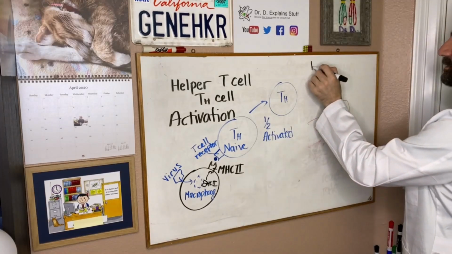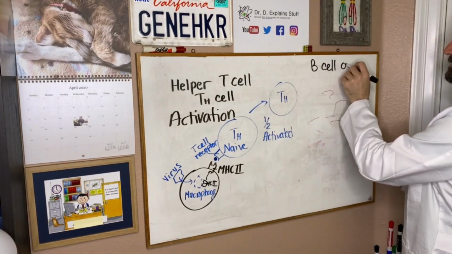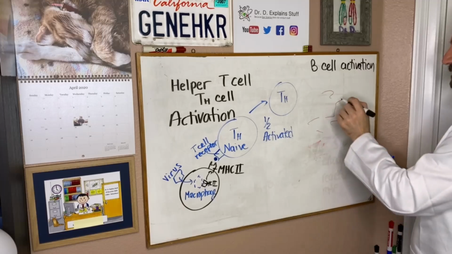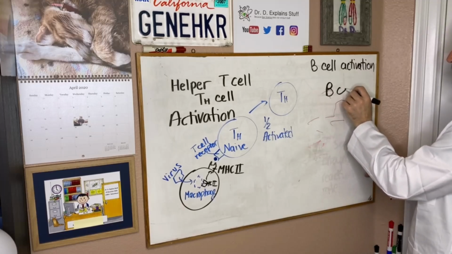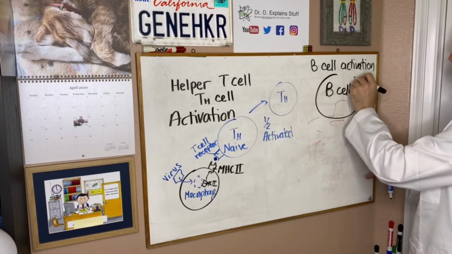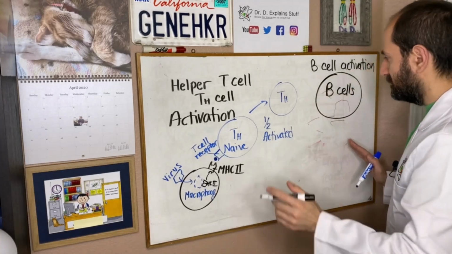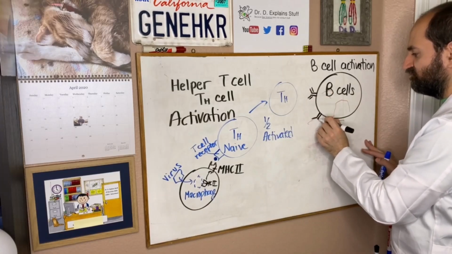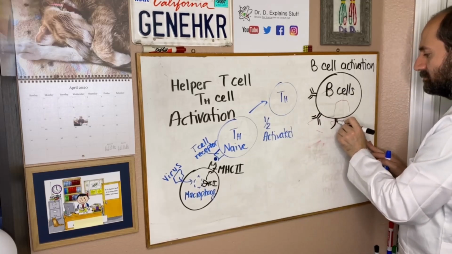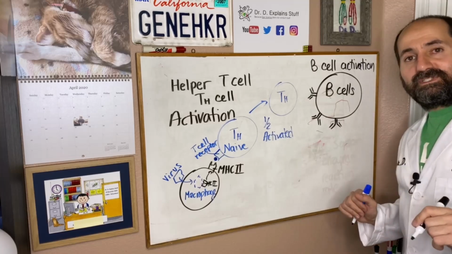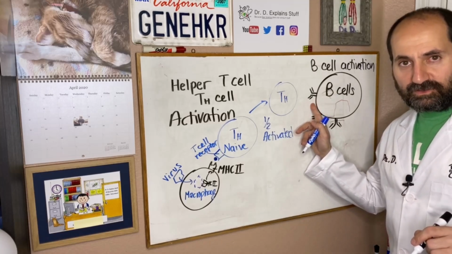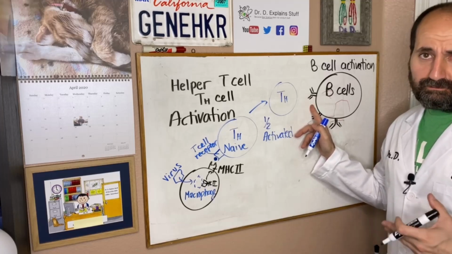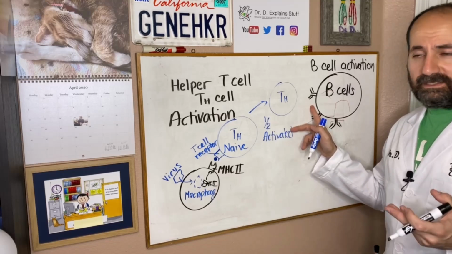This is called B cell activation. So you've got B cells. Here's a B cell. And what's on the surface of a B cell? Do these look familiar? B cells have antibodies on their surface. Sometimes antibodies are called B cell receptors. Makes sense.